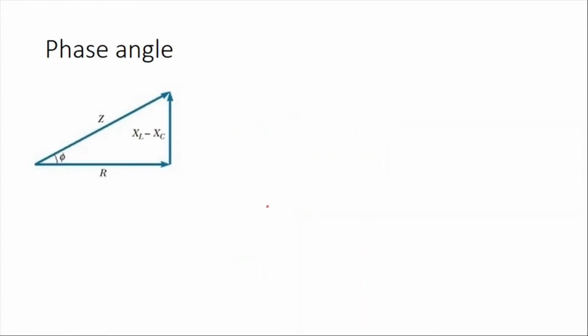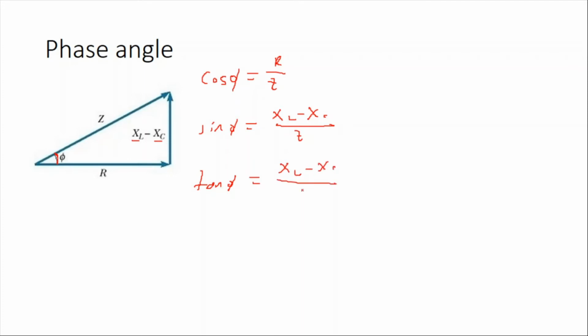And the phase angle in this case, as you see, here is the R, this is resistance, and this is the reactance of the inductor and the capacitor, and this is the phase angle. This angle is the angle between the voltage of the source and the current. How to calculate this phase angle? You can calculate it, for example, by calculating cosine phi. Cosine phi will be equal to R over Z. Or you can calculate sine phi. It will be equal to XL minus XC divided by Z. Or usually we calculate tangent phi, which is equal to XL minus XC divided by R.